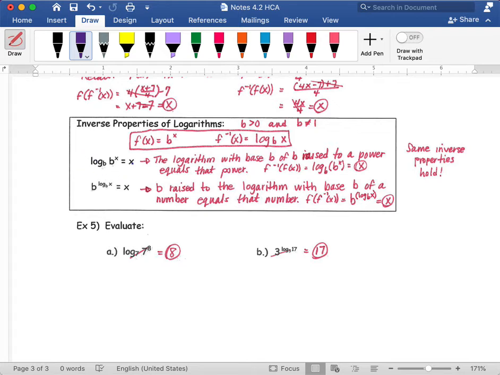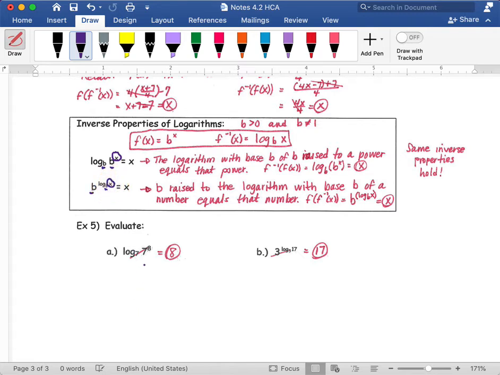Folks, this is f inverse of f of x, right? Because f inverse is our log base b of x. Here, b, the base, raised to the log with the same base, b of x, that also equals x. Okay, this one here is f of f inverse. So b raised to the logarithm with base b of a number equals that number. As long as these bases are the same, it's always going to equal the exponent. Again here, this base raised to the log of the same base is always going to equal that value right there.